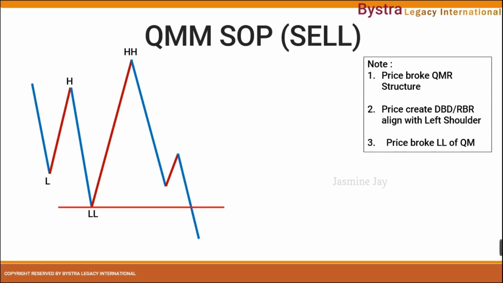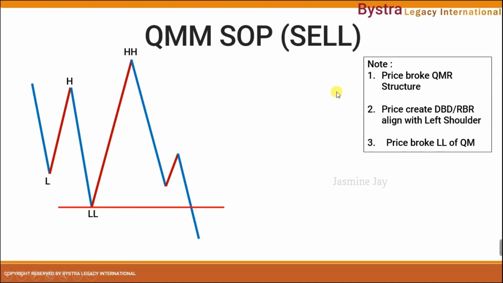Let's look at the SOP for QM manipulation for a sell setup. As we can see here, there's a structure for QM, which is this one: the low, high, lower low, higher high. So normally on the QMR, we always sell aligned with this left shoulder. Instead, the price didn't react to this left shoulder, made a base drop, continued downwards, and broke this lower low, the QM head structure.